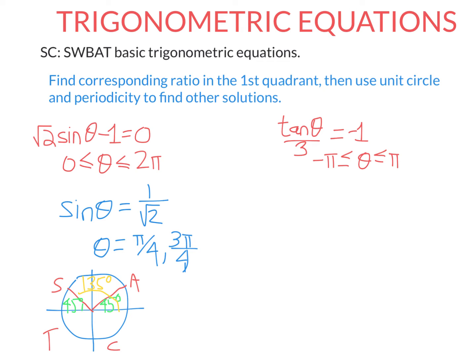So generally, if you're solving sine, cos, or tan of something equals a number, there will be two solutions between 0 and 2 pi. The exceptions are if it equals 0, 1, or minus 1.